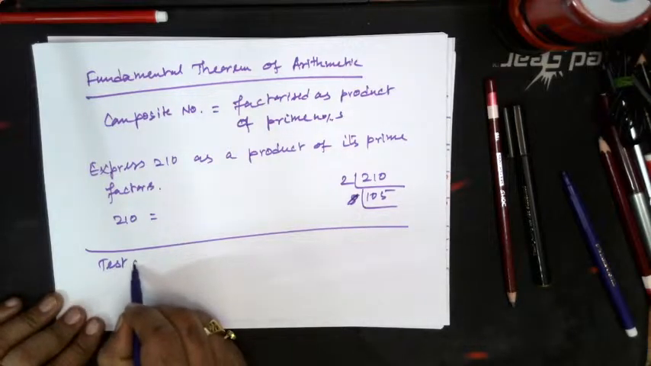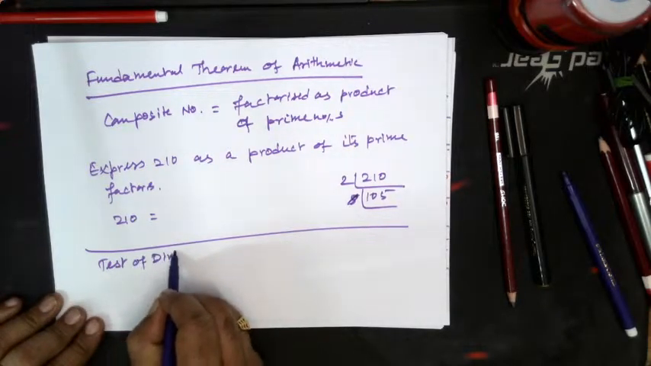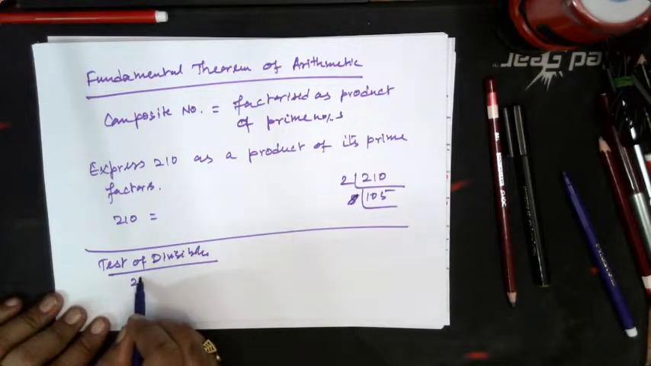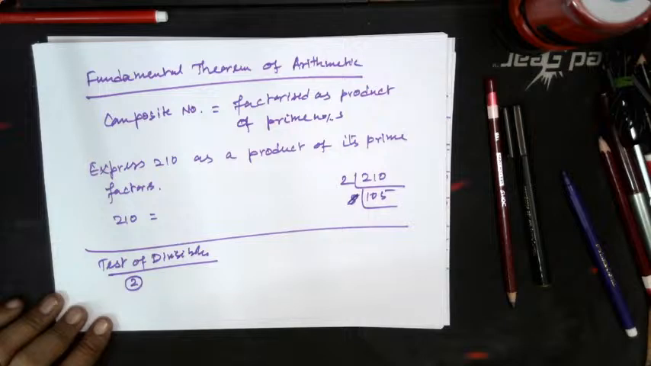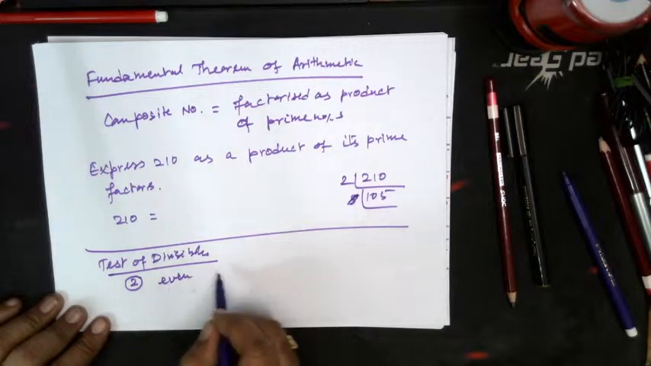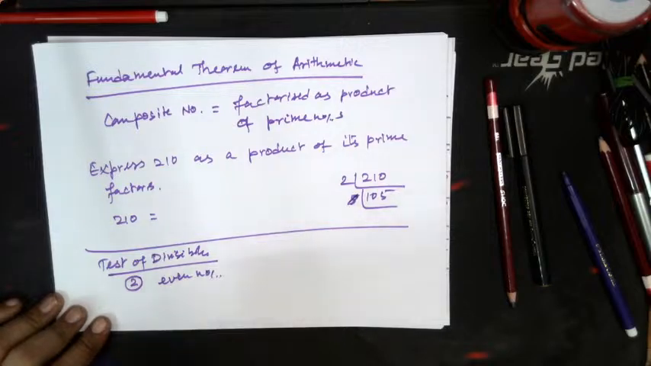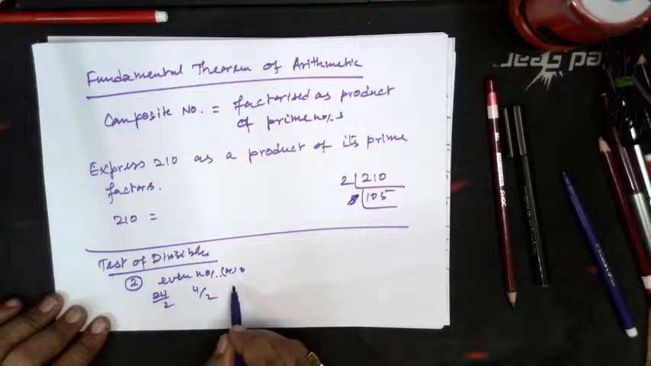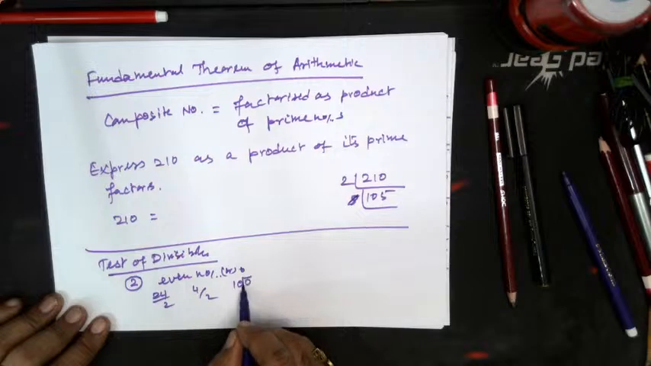Take down: test of divisibility. What do you mean by test of divisibility? For example, if you want to know whether a number is divisible by 2, the last digit should be an even number or 0. For example, 24. You can instantly say this is divisible because 4 is divisible by 2. And 100, whether it's an even number, it is divisible by 2. Yes, because you have got 0.